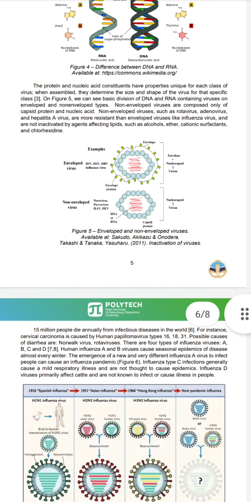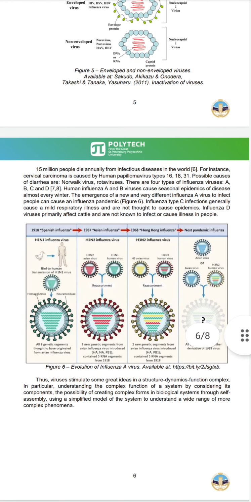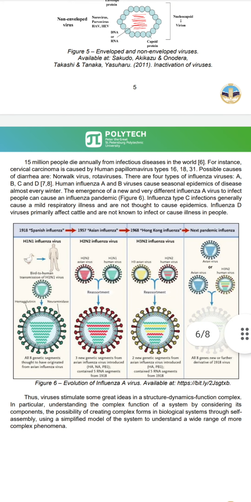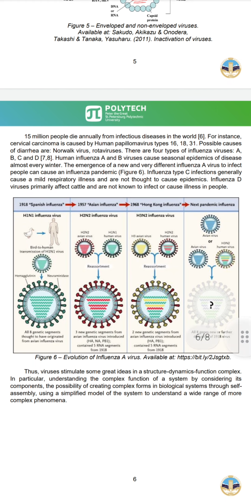15 million people die annually from infectious disease in the world. For instance, cervical carcinoma is caused by human papillomavirus types 16, 18, 31. Possible causes of diarrhea are Norwalk virus and rotaviruses.